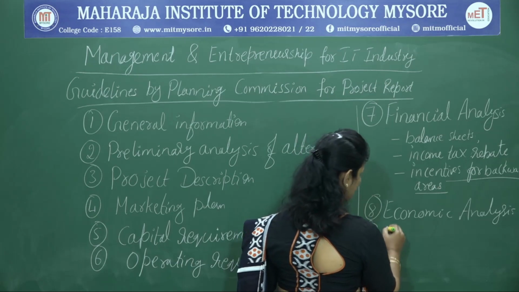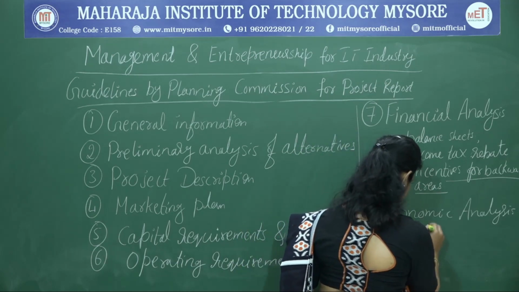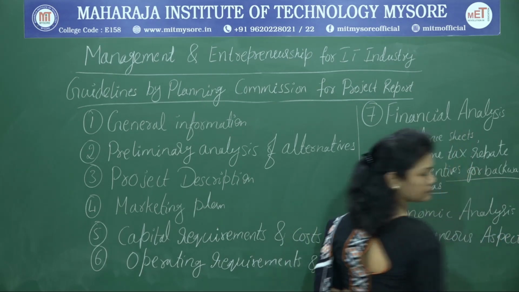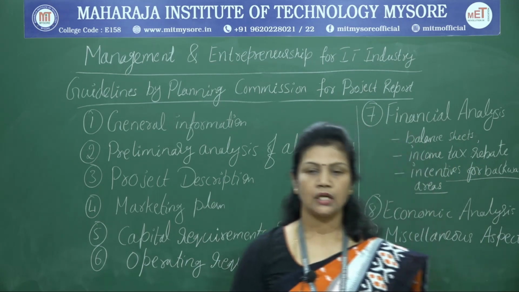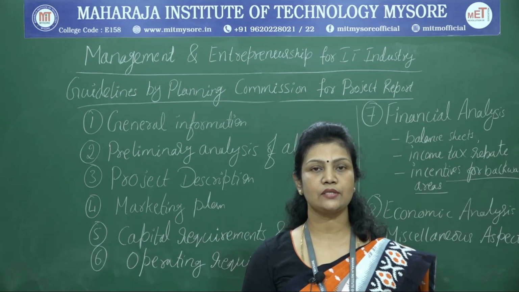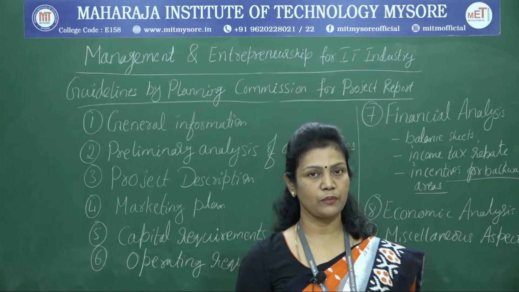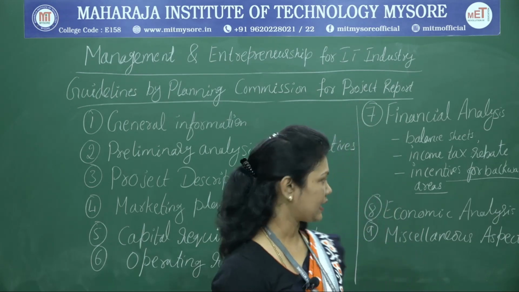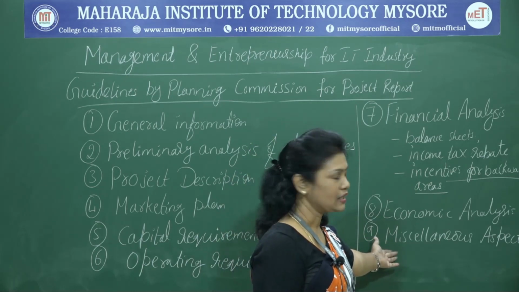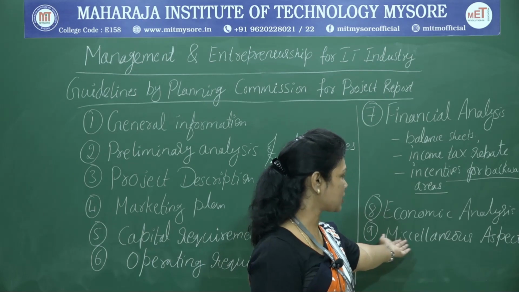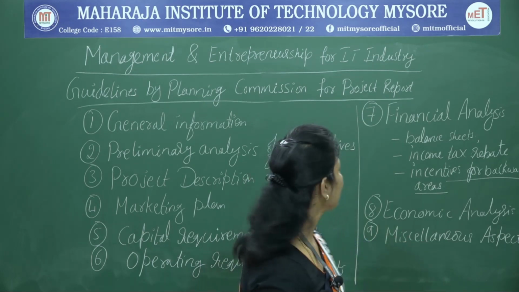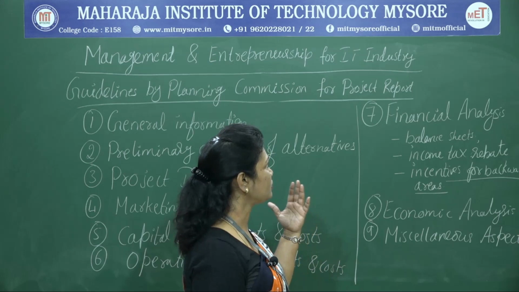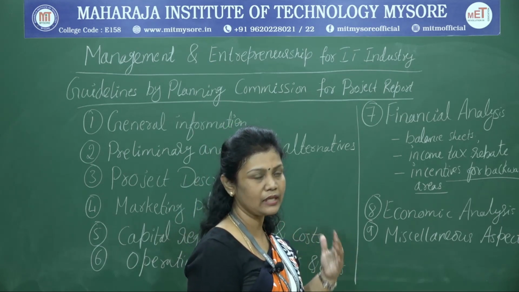The next one is miscellaneous aspect. Here, depending upon the nature and size of the organization, any additional information the entrepreneur wants to specify in the project report, they can provide the relevant information related to the project under the section miscellaneous aspect. So let us have a look into the summarization of guidelines by Planning Commission of India in order to give the project report by the entrepreneur about their organization.